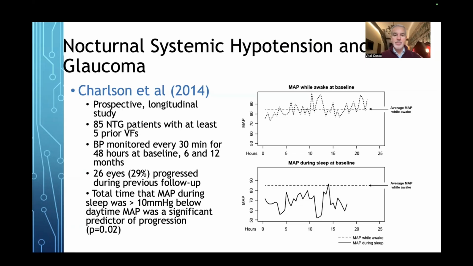Now, when they compared those eyes that progressed to the other eyes, they saw that the total time that the mean arterial pressure during sleep was 10 millimeters of mercury below daytime mean arterial blood pressure was a significant risk for progression. So if you have, during the night, a mean arterial pressure that is 10 millimeters of mercury below the daytime mean arterial pressure, this may also be a risk factor for progression. So again, low blood pressure associated with glaucoma here.